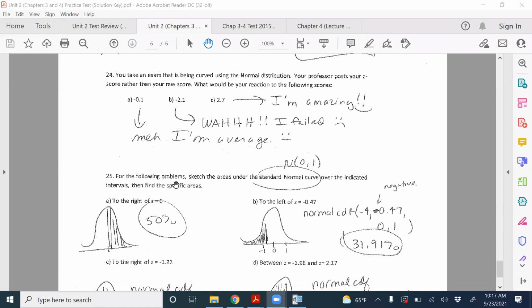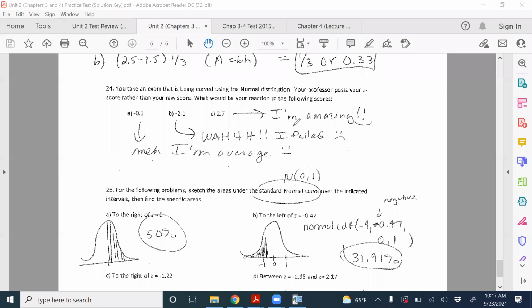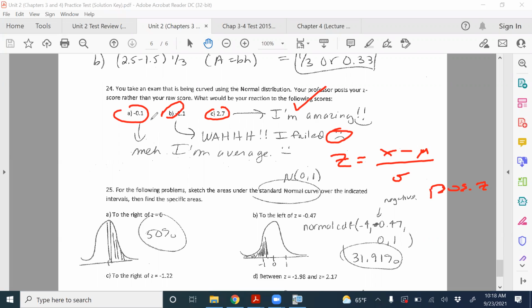Z-scores. Remember, Z is going to be the measure of how many standard deviations you're above the mean. So it's your data point minus your mean over sigma. So positive Z is good. That means you're at the high end. Negative Z means you're at the low end. So if you got a 2.7 Z-score, you're going to be super pumped up. Negative 2.1, you're going to be quite upset, not happy. And negative 0.1 means you're right in the middle.